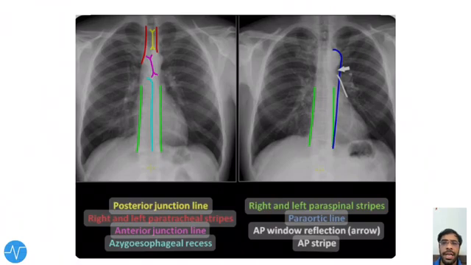Revise. Here in the image you can see all the lines, stripes and windows. The posterior junction line is in yellow. It is above the anterior junction line, above the clavicle. The anterior junction line, the right and the left paratracheal stripe, and the right and the left paraspinal line. Again, another is the azygoesophageal recess, the aortopulmonary stripe and the aortopulmonary window.